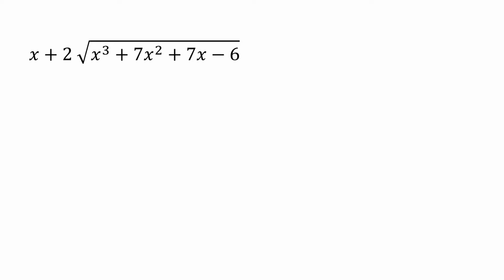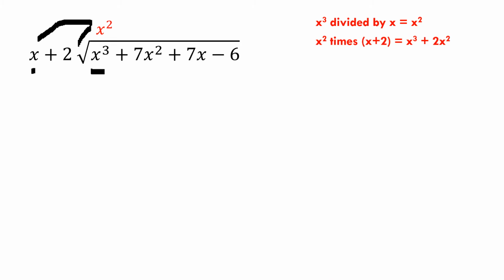Okay, let's solve. So, our dividend is x cubed plus 7x squared plus 7x minus 6 divided by x plus 2. Let's start with the first term, the x cubed. Divide that by x. That will give us x squared. And then x squared, you multiply that to x plus 2. We will have x cubed plus 2x squared.